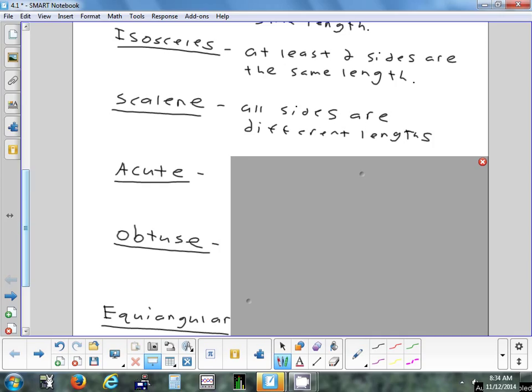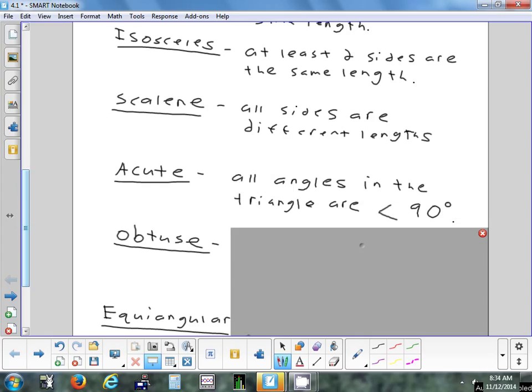What does it mean if you have an acute triangle? James, do you know what that means, an acute triangle? All the angles are acute. Yep, all the angles are acute. And what's an acute angle? It's smaller than what? Smaller than 90. So in an acute triangle, all the angles are less than 90.